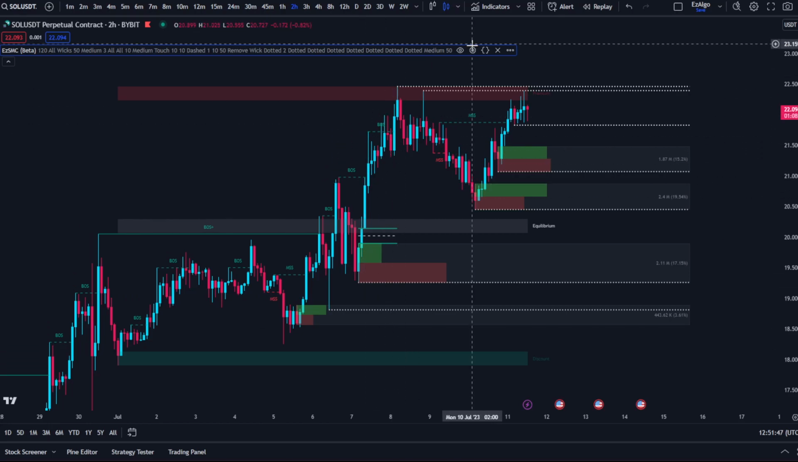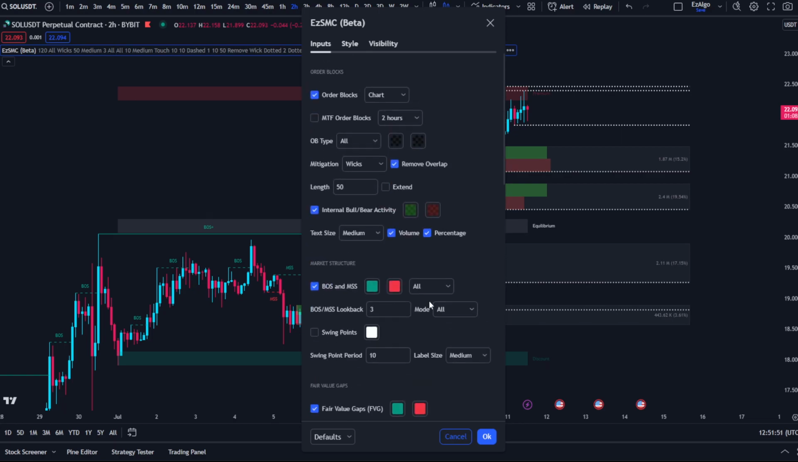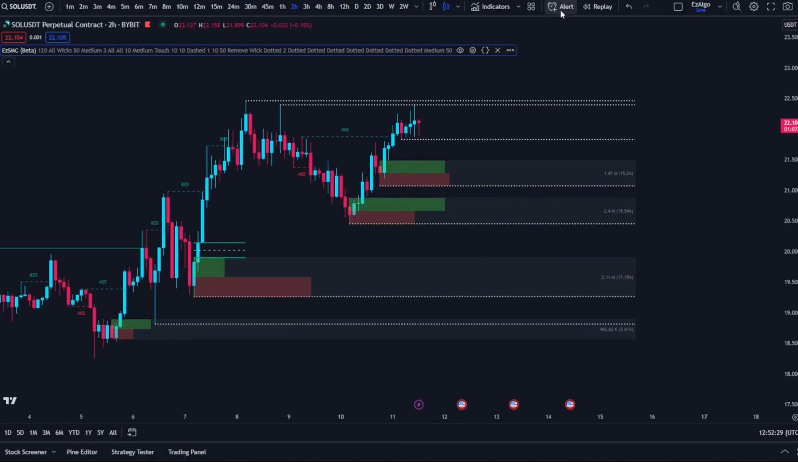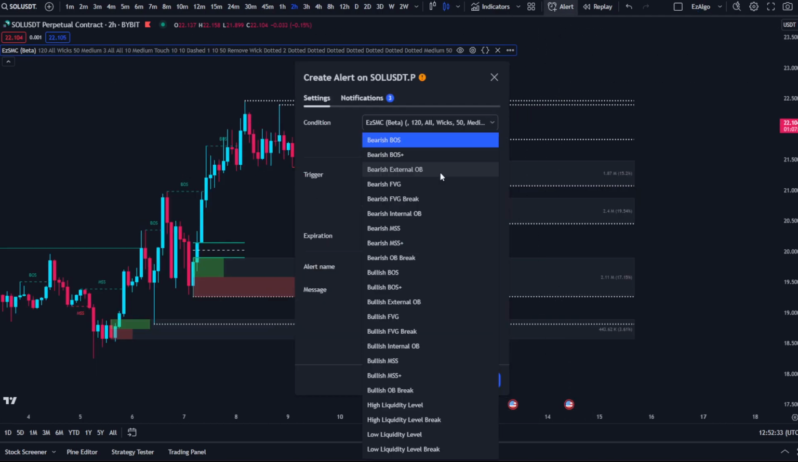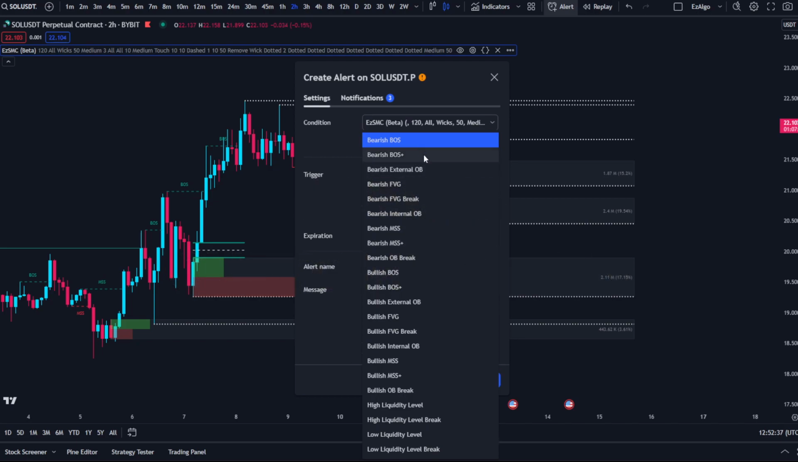Now keep in mind, this is a beta version of the indicator. We are already working on some new updates right off the bat based on user feedback. So we are constantly improving our indicators. Now I want to show you one last thing in the alerts up here. So we have pretty much any alert you can possibly imagine. We have the bearish break of structure plus, that's the external. We have the order blocks, fair value gaps, market structure shift, high liquidity levels, low liquidity levels, pretty much any alert that you can possibly imagine. So a ton of alerts here.